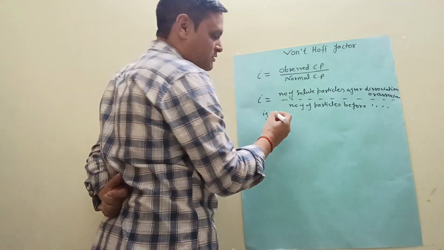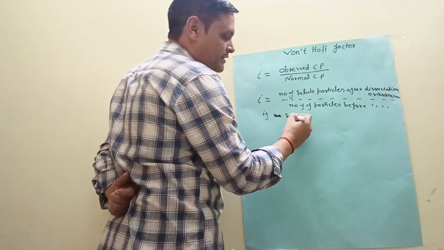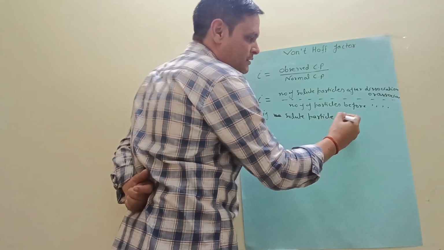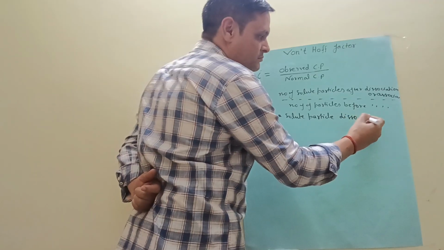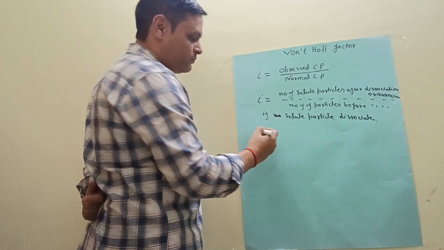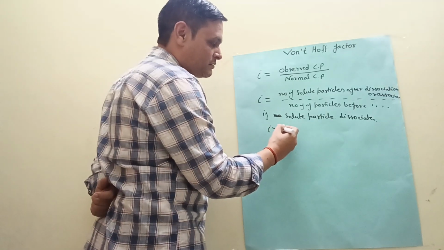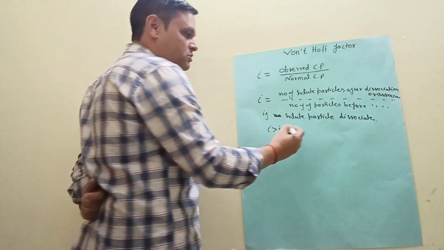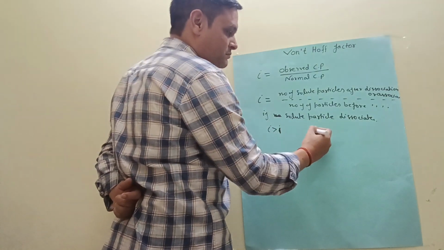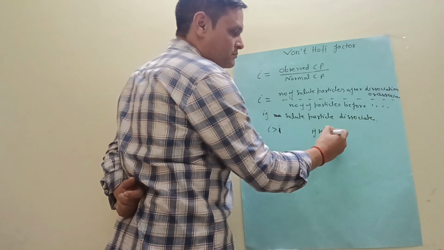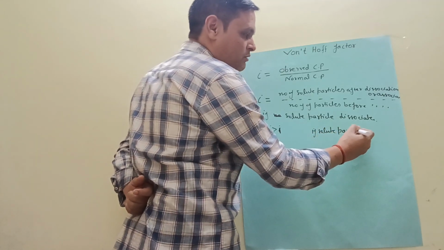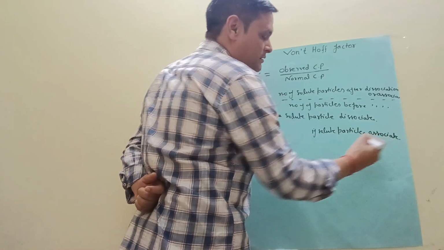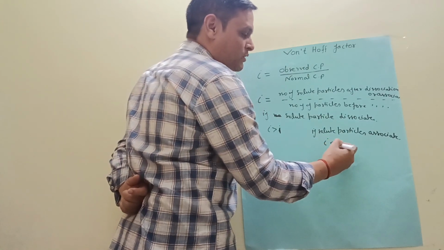If solute particles dissociate, then the value of i will be greater than 1. If solute particles associate, in that case the value of i will be smaller than 1.